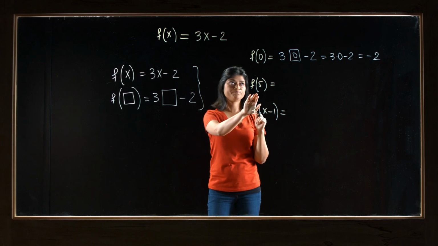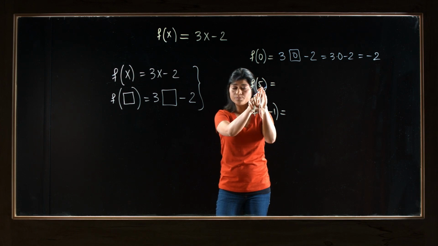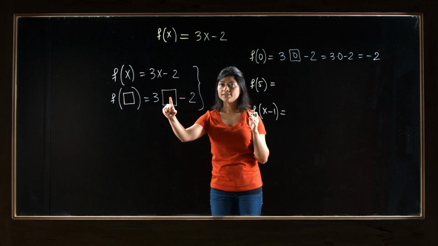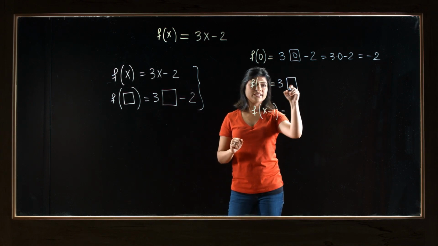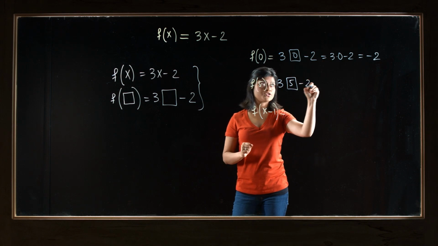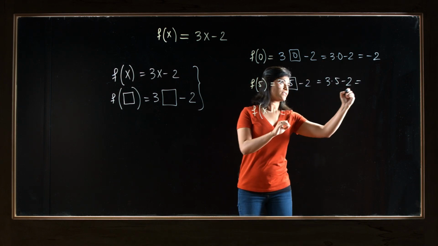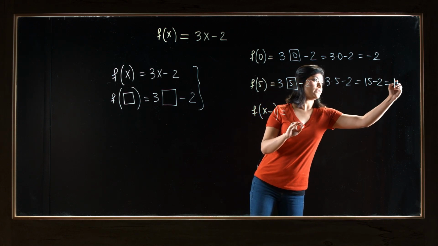Let's try f of 5. Same way. Look what is in the empty box, right? 5. So you put 5 inside the empty box on the right hand side. So this is 3, inside the box, you put 5, minus 2. So it's 3 times 5 minus 2. So that's 15 minus 2. That is 13.